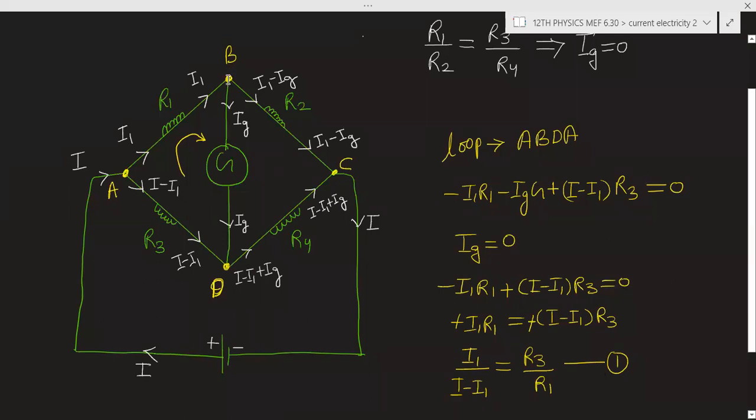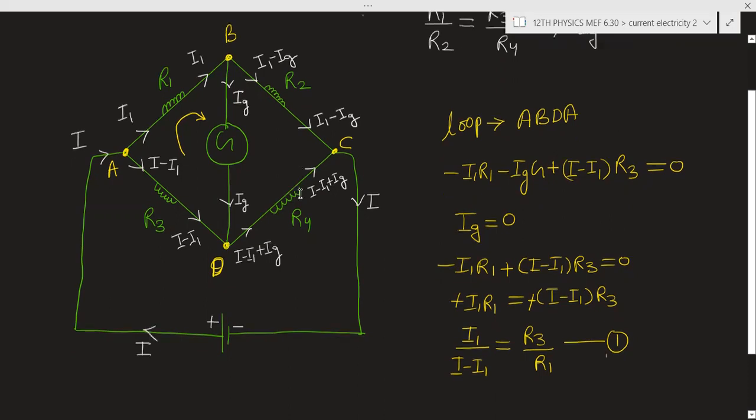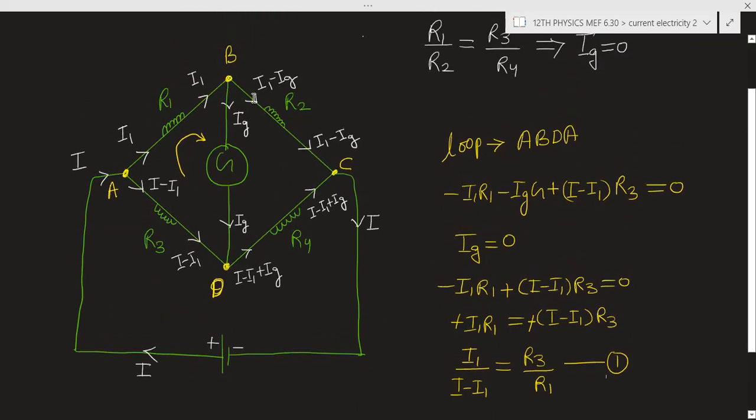Okay. You can choose any direction. Means from B, do you want to move like this? B, C, D, V, or B, D? B, C, D, V. Okay. You can choose this direction also. Any direction you can choose, the answer will remain the same. So just choose the direction of the loop as B, C, D, B.